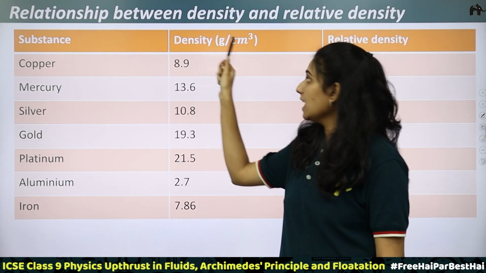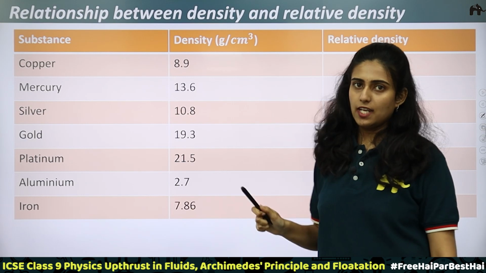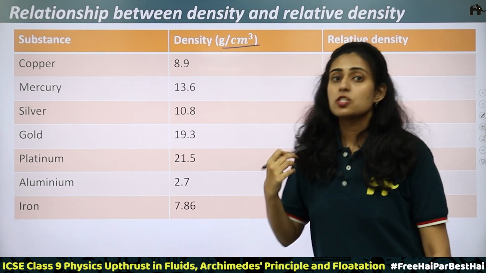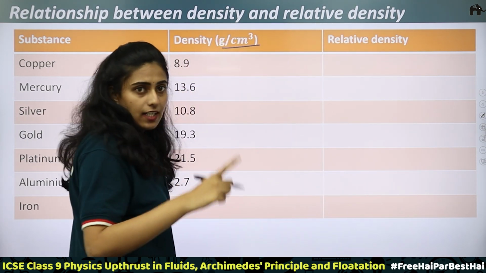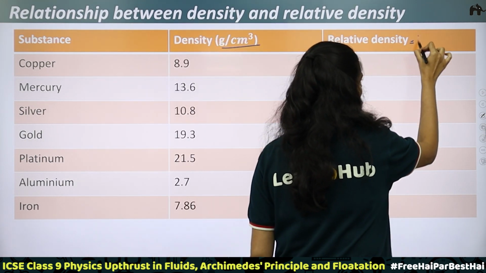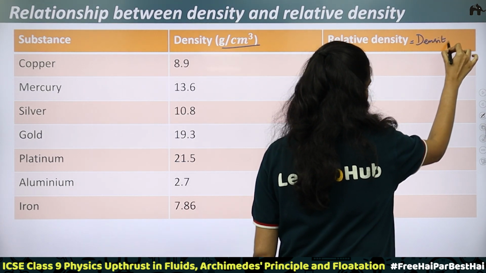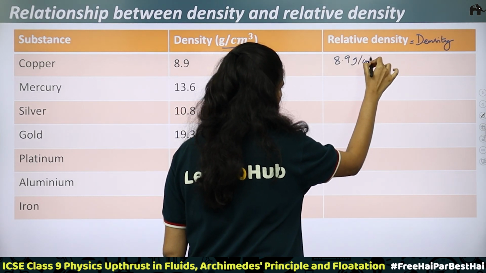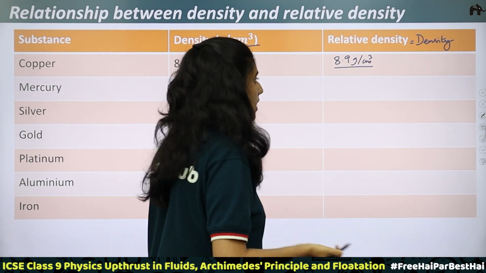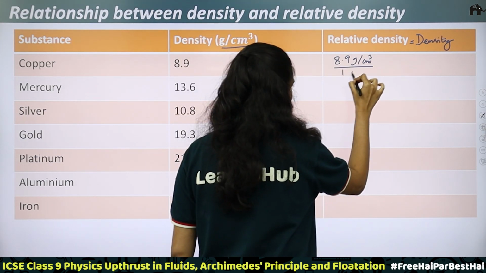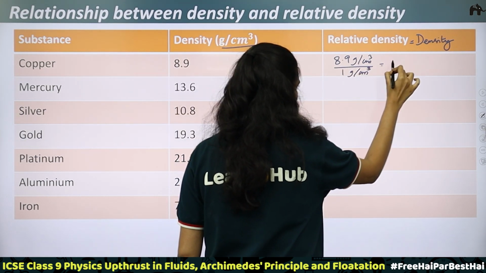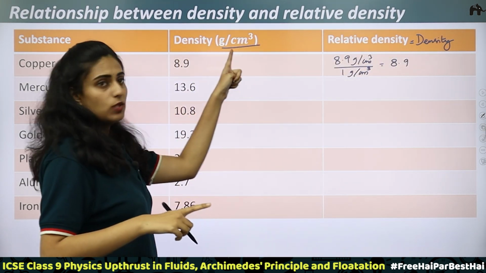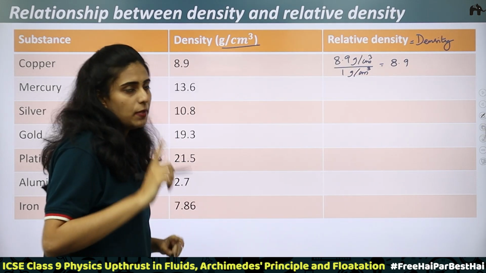For copper, the density is given to be equal to 8.9. Here the density is given in gram per centimeter cube. So what is the relationship between relative density and density? Here relative density will be equal to density, that is 8.9 gram per centimeter cube divided by the density of water at 4 degrees Celsius, 1 gram per centimeter cube, which is equal to 8.9. That is, density and relative density are equal when the unit of density is gram per centimeter cube.